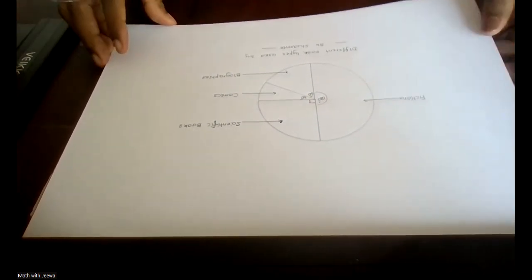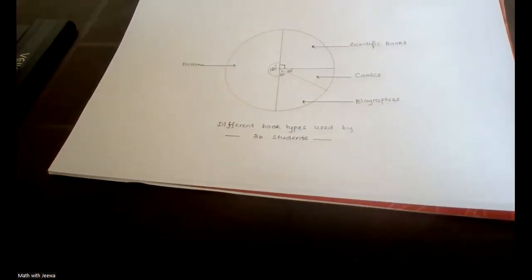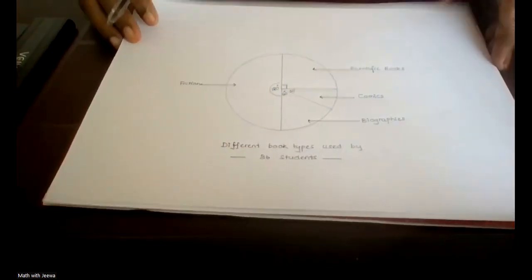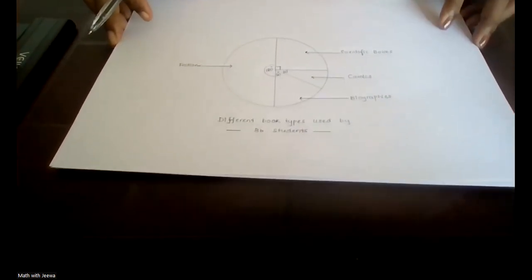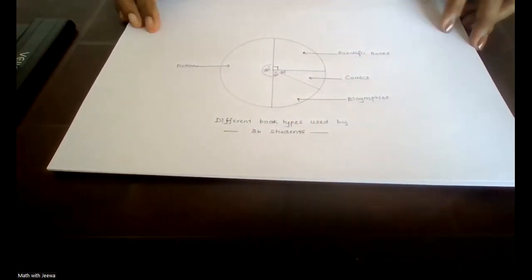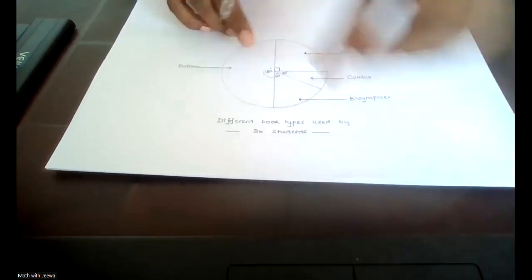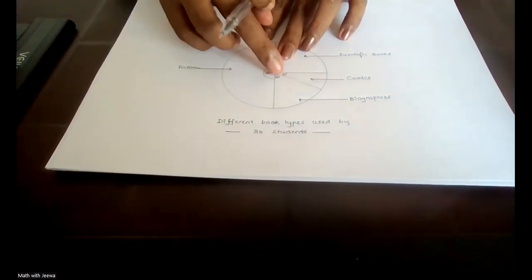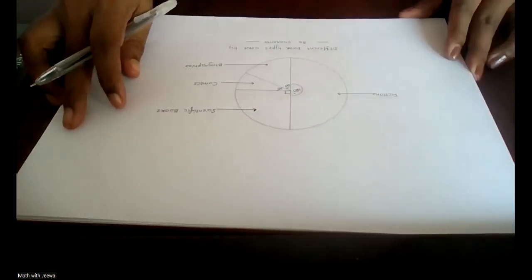Hope all of you can see it. Let me turn it to this side. Yeah, so this is how you want to do. Keep it that here you have the different books used by 36 students, right? So then you have the 180, 90, 60, and 30. So this is the answer for that question.